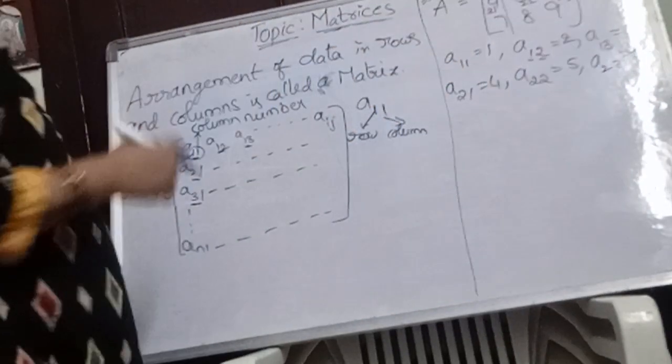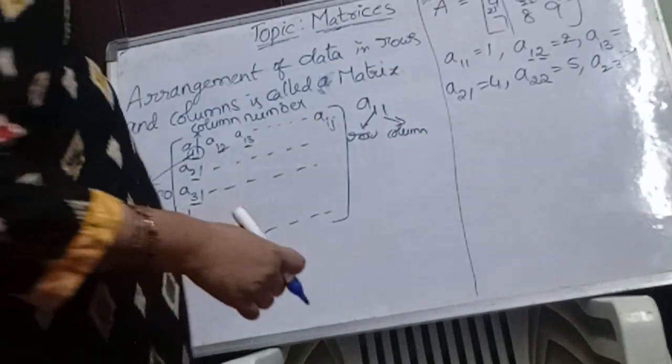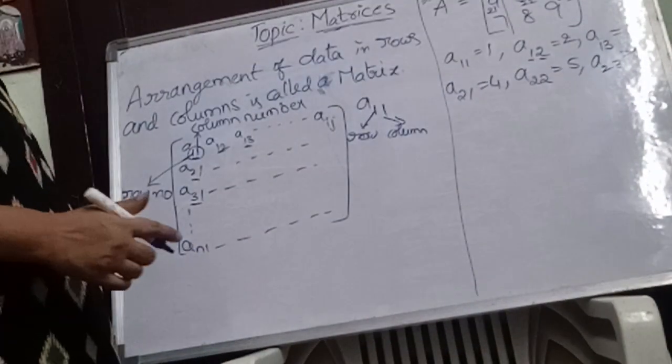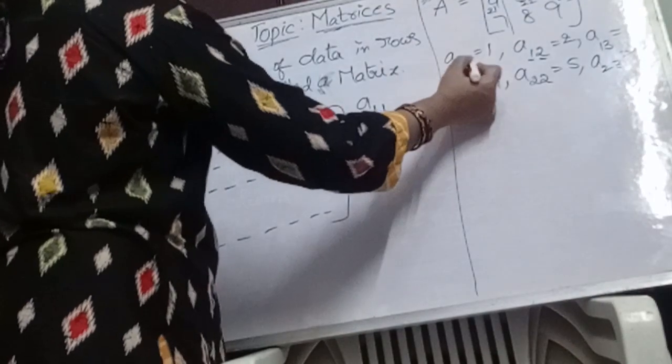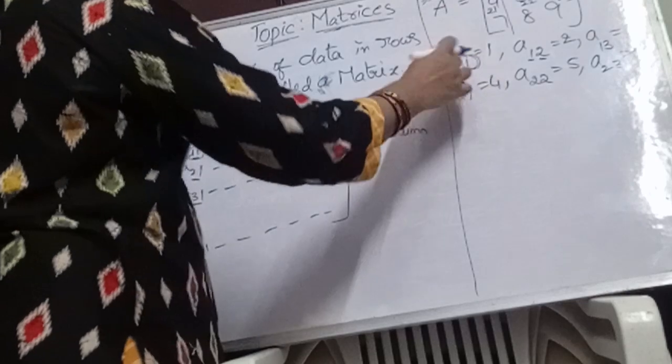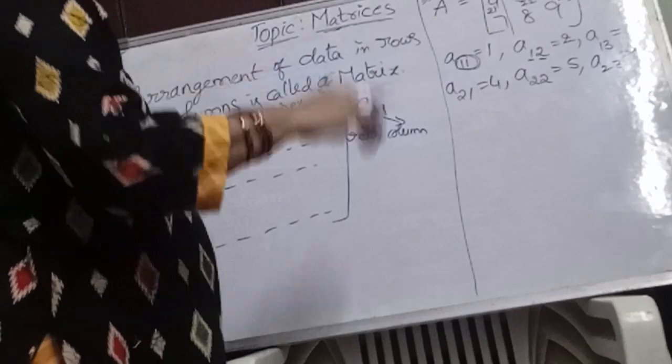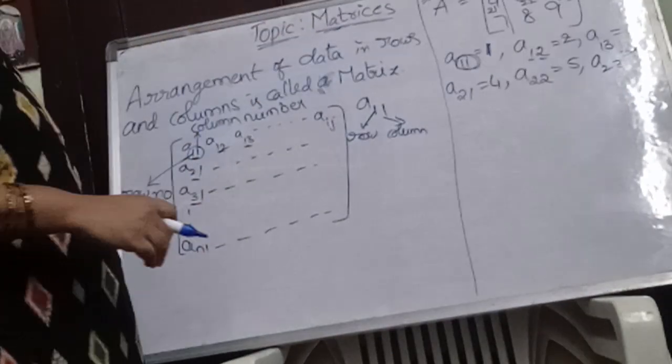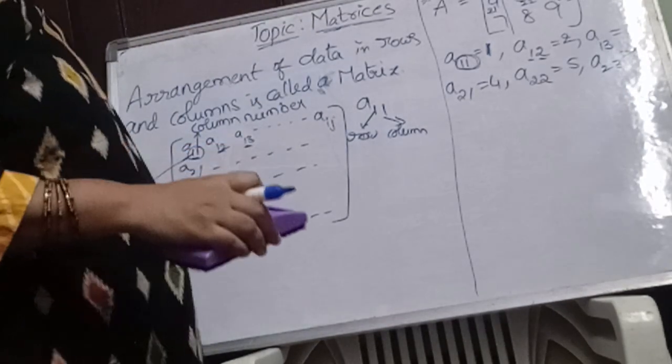In this way, we can denote each element of a matrix. While denoting the element of the matrix, we must specify the row number and the column number. First, we have to specify the row number. Next, it is the column number. Here, what is the element here? 1. So, write that element in that particular position. Like this, we indicate the matrix.